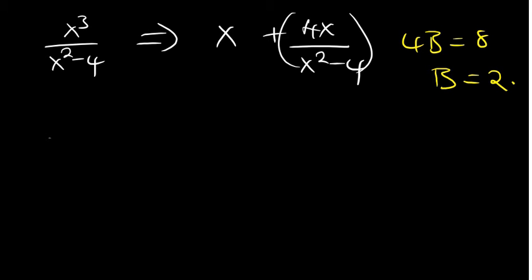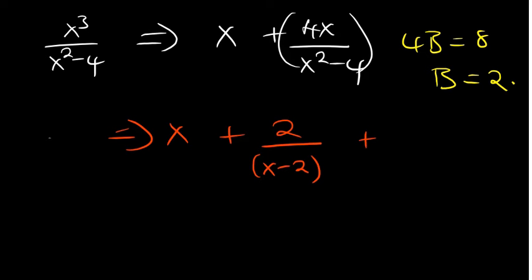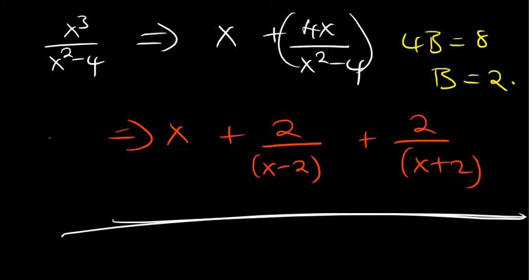So if you've paid attention to what we've done, at this point we have x, and then plus our A is 2 over x minus 2, plus 2 over x plus 2, since we split that into the difference of two squares, and then we found our values of A and B to be 2. So this is what we have now as our partial fractions.